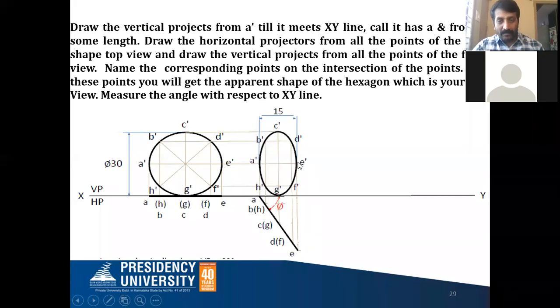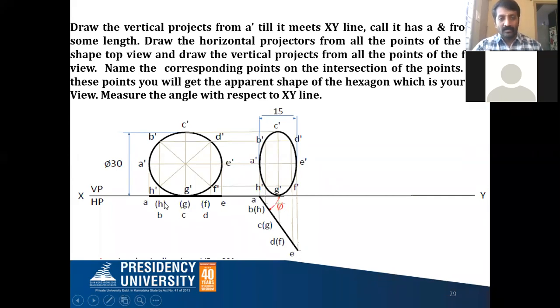Now you draw the vertical projector from the E dash also to some length down below the XY line. Now you take this front view length, that is top view length, that is AE. AE distance you take, this A as the center, you cut this E dash vertical projector line. Wherever it cuts this, you call that as the E, and join this AE. Join this AE, so this is your top view.